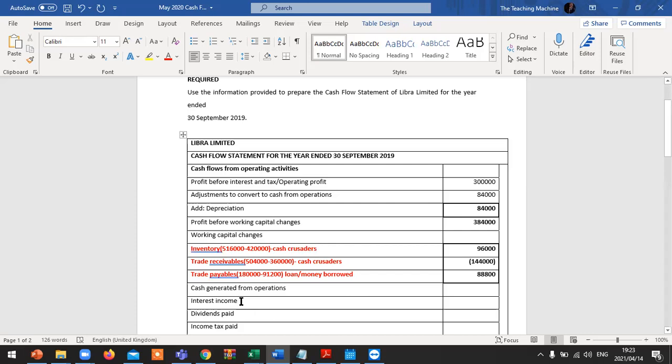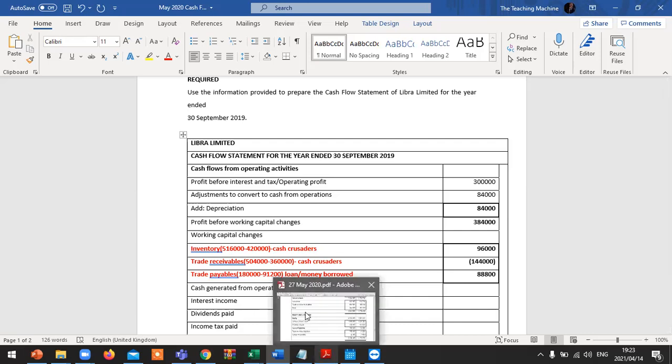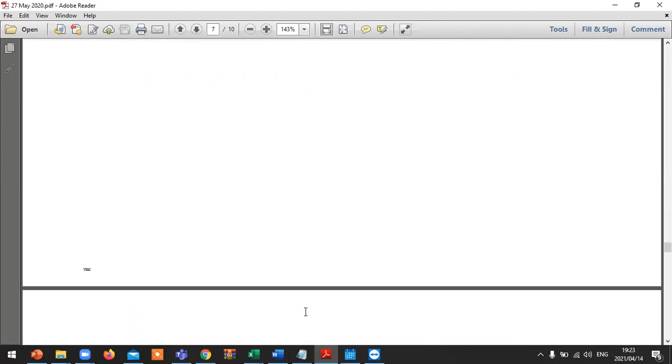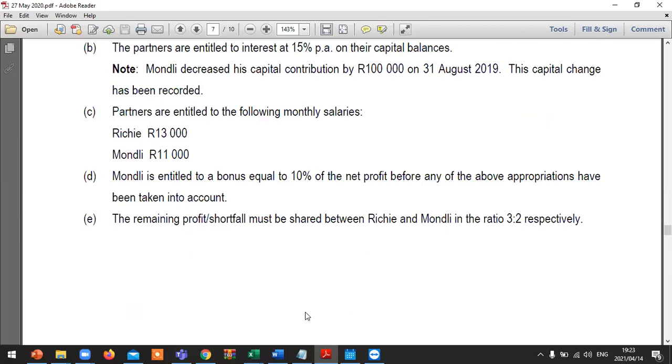Now we're going to discuss the interest income. Are we given any interest income? So yesterday you were given interest expense, but now in this example, you are given interest income. Where can we find the interest income? Let's look at the information. Are we given any interest income? Let me see.